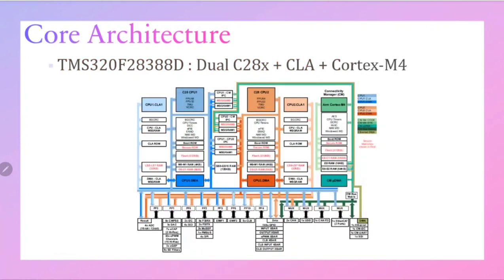The other advanced microcontroller, the F28388D, has dual core plus CLA support with the communication manager processor, that is a Cortex M4. This is CPU1, this is CPU2, and this is the architecture for the M4, and all the CPUs are connected with a common bus through different memory management buses.